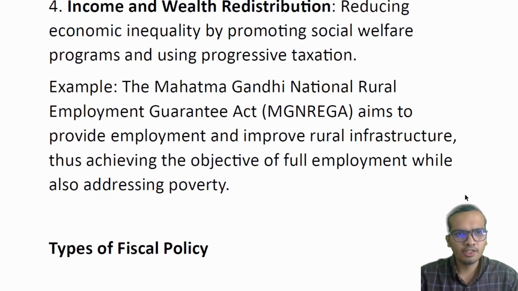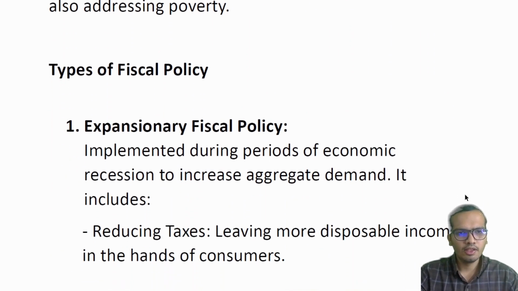The example for income and wealth distribution is the Mahatma Gandhi National Rural Employment Guarantee Act, which aims to provide employment and improve rural infrastructure, thus achieving the objective of full employment while also addressing poverty. So both objectives are achieved. If you give employment, they will be earning some income, so they will be out of poverty. Then comes types of fiscal policy.